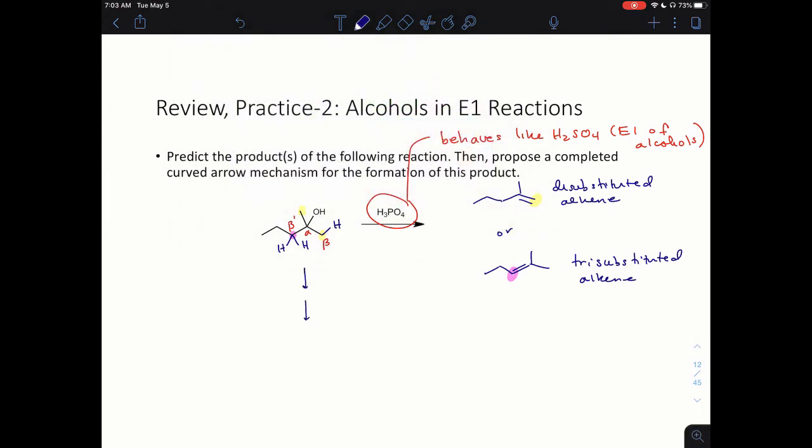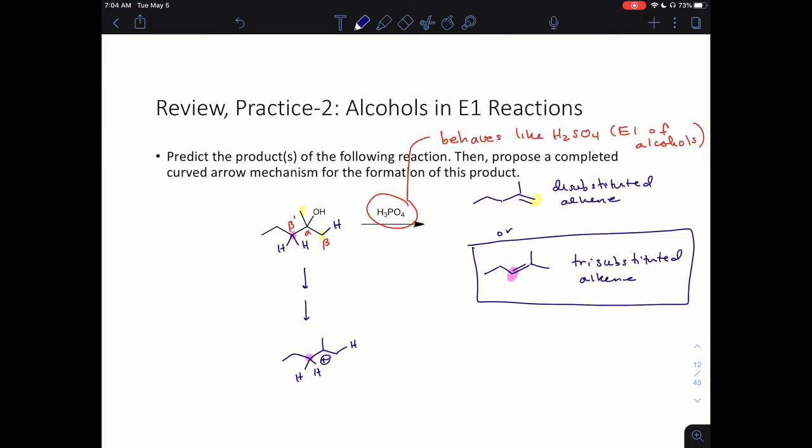So we would make water a good leaving group. It leaves. We're going to get this carbocation. So we're really asking, where do we deprotonate? Well, you're right. We would deprotonate at the pink carbon because tri-substituted alkenes are more stable than di-substituted. Okay, so this is the product that we expect to observe.